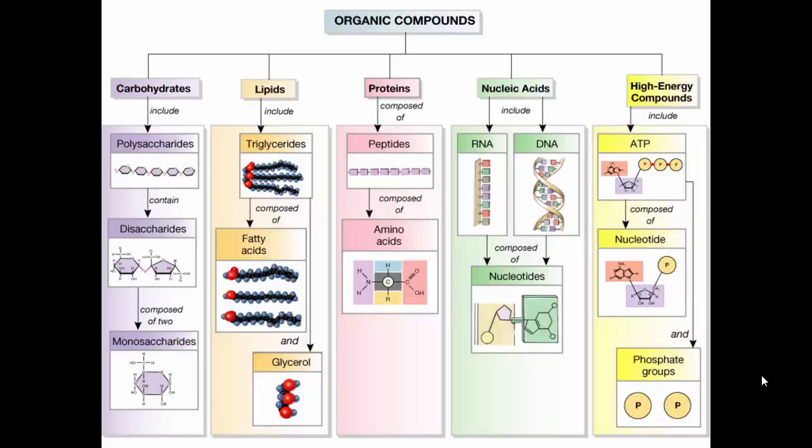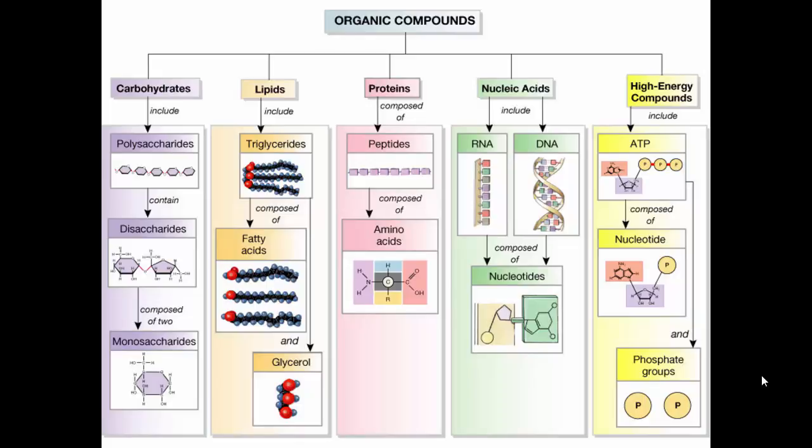So first, carbohydrates we'll start with. And we'll talk about those today and maybe tomorrow. And carbohydrates include polysaccharides and disaccharides and monosaccharides. And we'll talk about some examples of each of those and important types of those carbohydrates. Then we talk about lipids, proteins, nucleic acids, and then we'll talk about some of these other things later on.